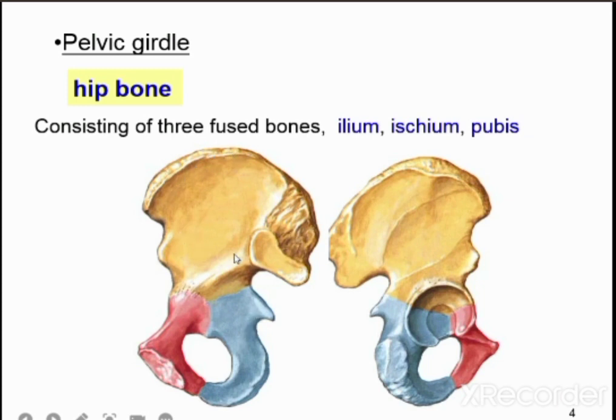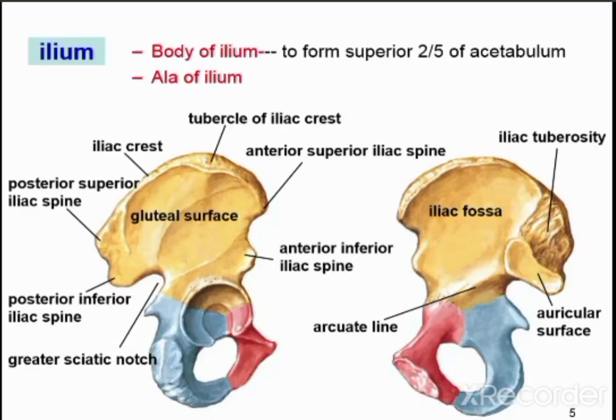Here, this portion in yellow is the ilium. The portion in red is the pubis, and here the blue is the ischium. We will talk about them in detail. Firstly, we take a closer look at the ilium of the hip bone.